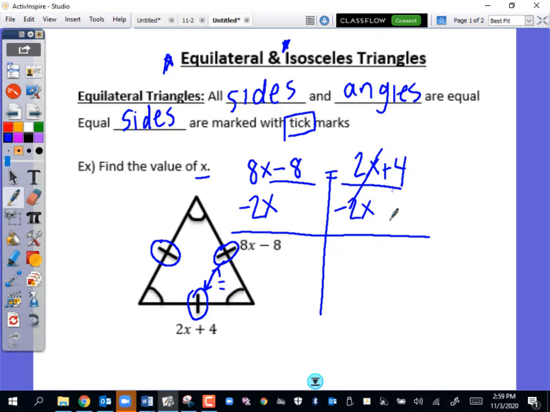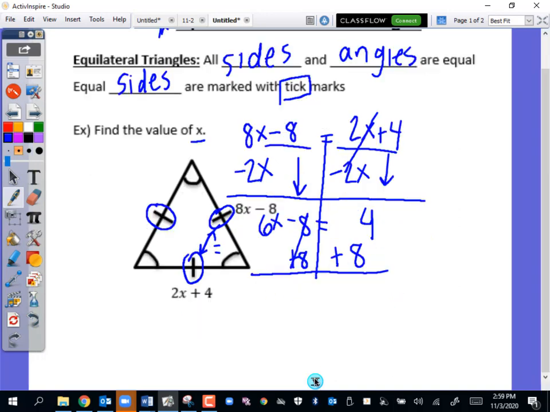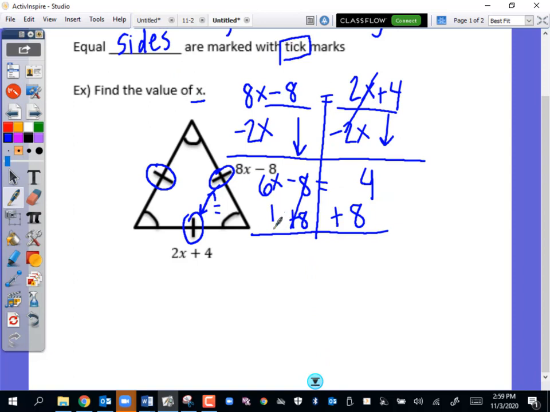This side cancels, this side 4 comes down. Over here negative 8 comes down. And then 8x minus 2x is 6x. Now I got to move 8 to the other side, so plus 8, plus 8. This cancels out. The 6x comes down. 4 plus 8 is 12. And then last step, we divide by 6, and I get x equals 12 divided by 6, which is 2.